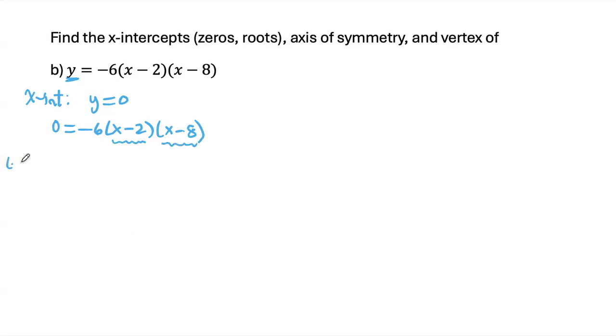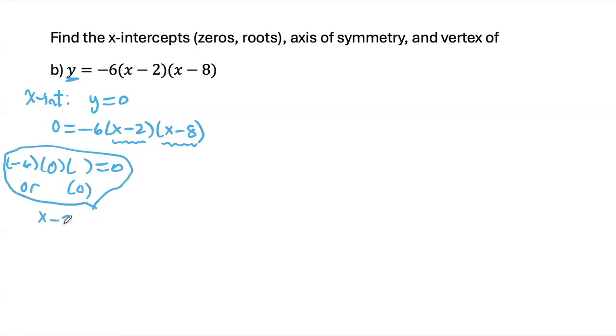Think about it. I tell you -6 times something equals 0. There has to be a 0 answer here or a 0 answer in this last bracket. That's the only way the 3 will multiply to a 0. So that's the reason we say x minus 2 equals 0 or x minus 8 is equal to 0. Rearrange, you get x is equal to 2. Rearrange, x is equal to 8.